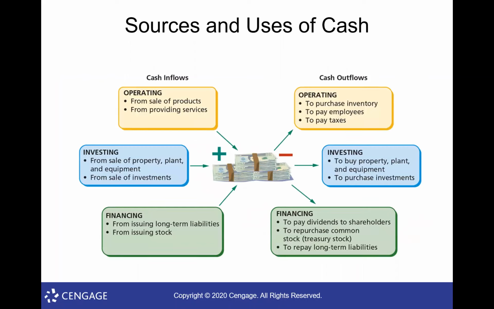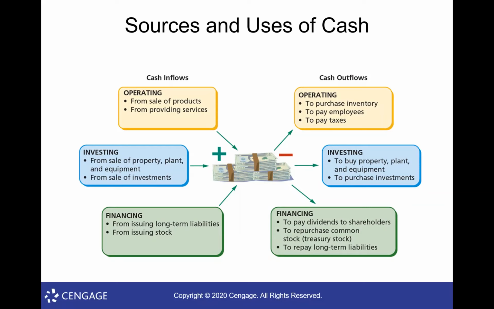So this is just sort of a graphical representation of the concepts I was just mentioning. So the cash inflows from operating, up in the upper left, they usually come from the sale of products to customers or from providing services to customers. And the cash outflows are things like purchasing inventory, paying employees, paying taxes.